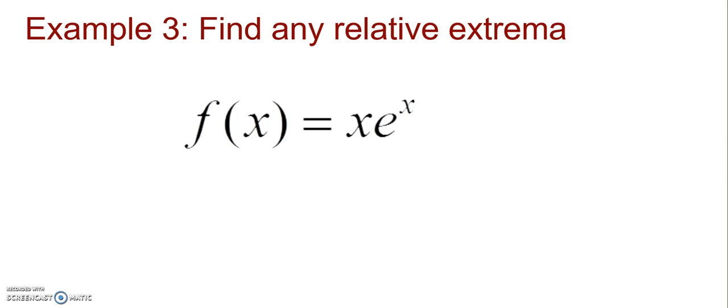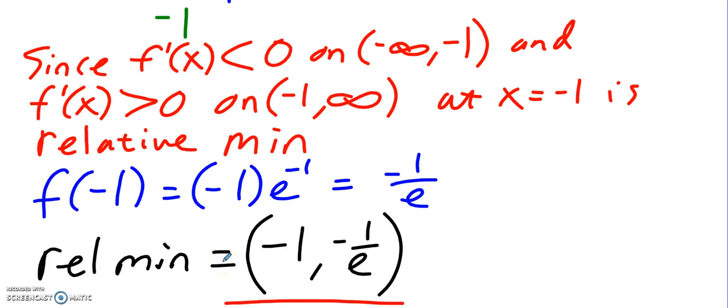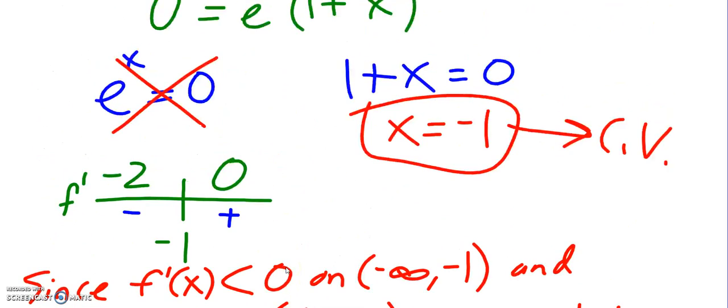Okay, now it's time to practice. So I want you to find any relative extrema of the function f of x equals x e to the x. Pause the video, unpause when you're ready to check. All right, hopefully you got that there is a relative minimum at -1 comma -1 over e. How do we come up with that?